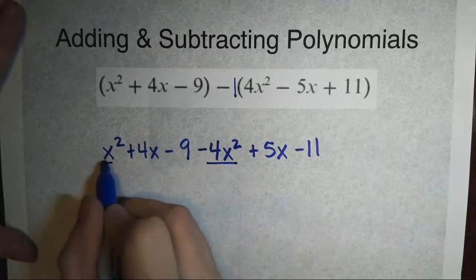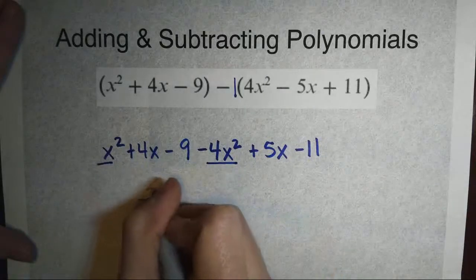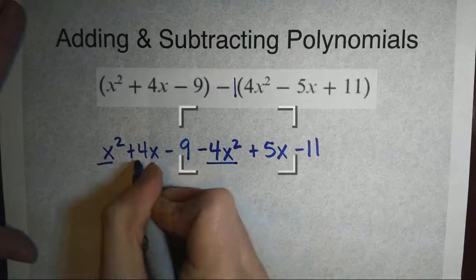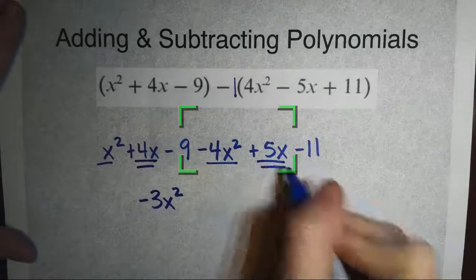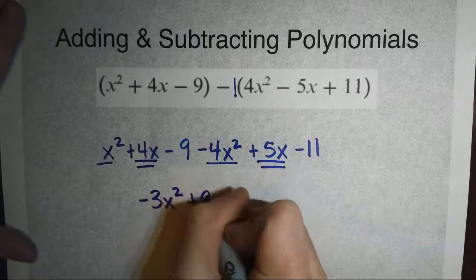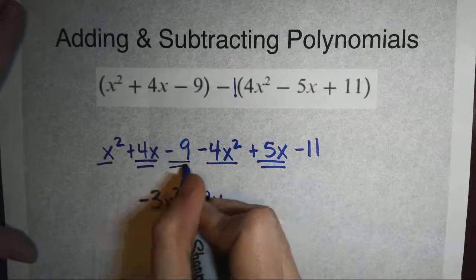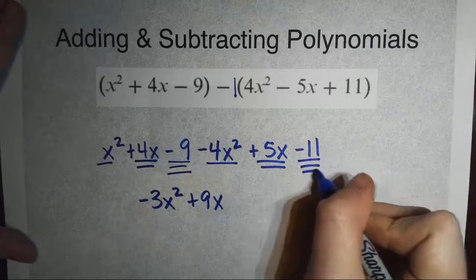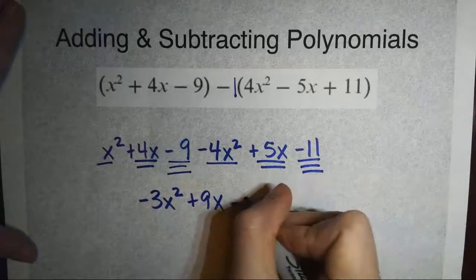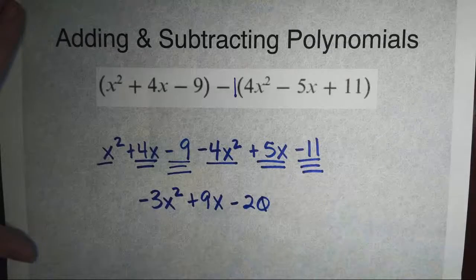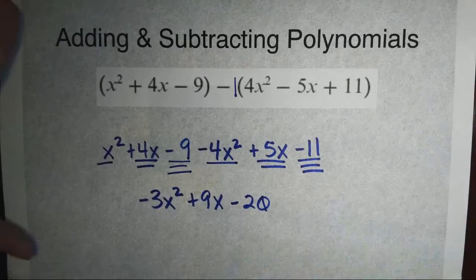So I have x squared minus 4x squared, negative 3x squared. I have 4x plus 5x, which is 9x. And then I have negative 9 minus 11, and negative 9 minus 11 is negative 20. So there's my simplified form of that problem.